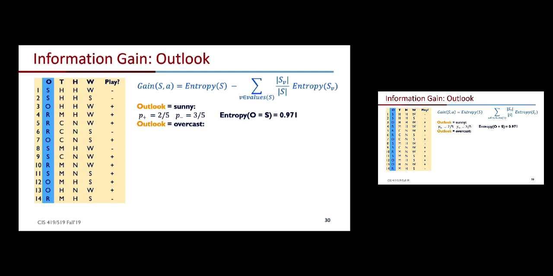So what do we do with outlook? We look at sunny. Look here at this column. Outlook is sunny in examples 1, 2, 8, 9, 11, that's it. So we have 5 examples. 2 of them are positive, 3 of them are negative.